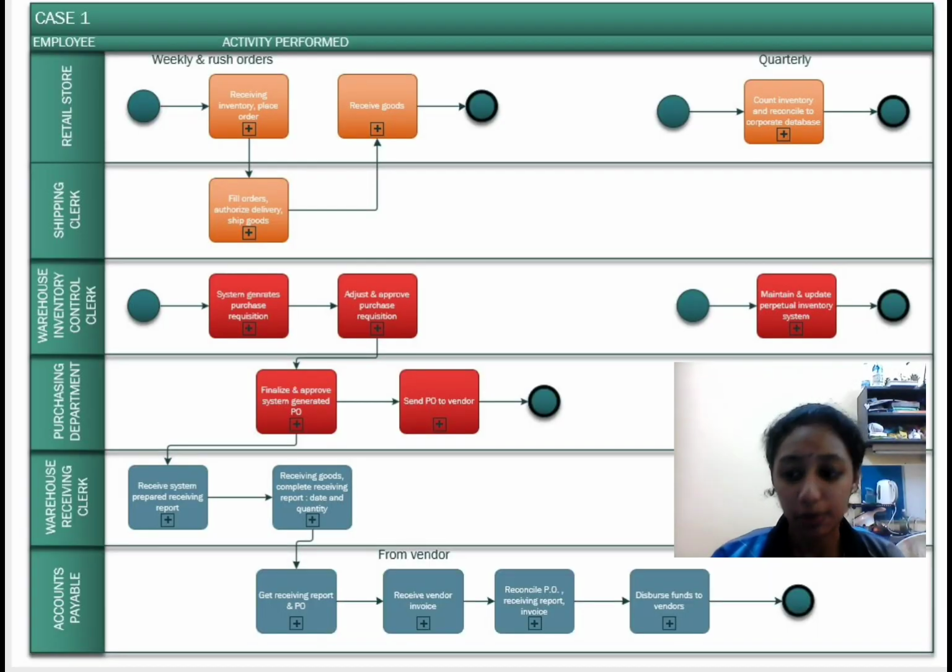For my case 1, I will be preparing a business process diagram. So this is my answers, where I will start with retail store, then after that shipping clerk, warehouse inventory control clerk, purchase department, warehouse receipt clerk, and lastly is accounts payable.